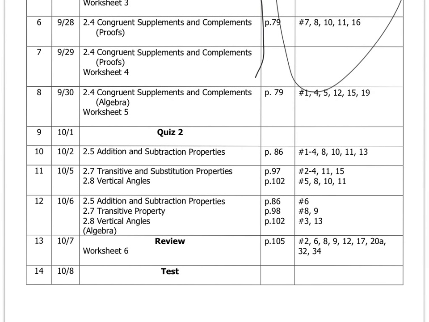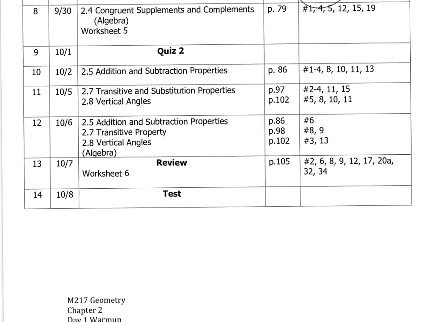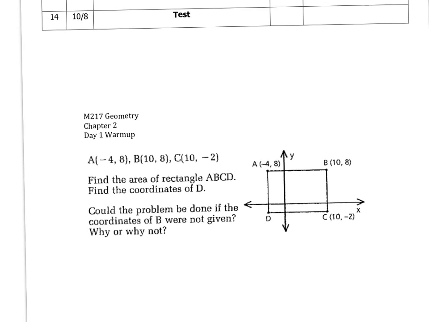It's roughly about the same length as the first 2 units we did. So it's the first major chapter. We're not splitting chapter 2 in half like we did chapter 1. So there's a lot of material, a lot of learning to do. So let's get going on the warm-up.